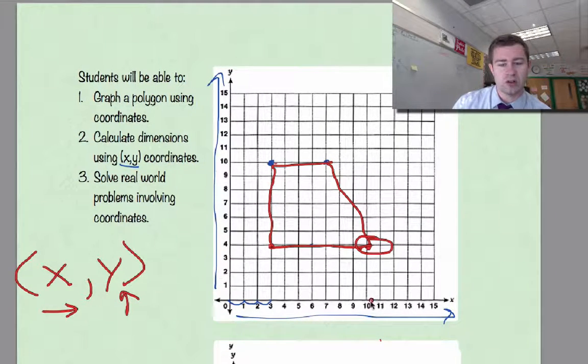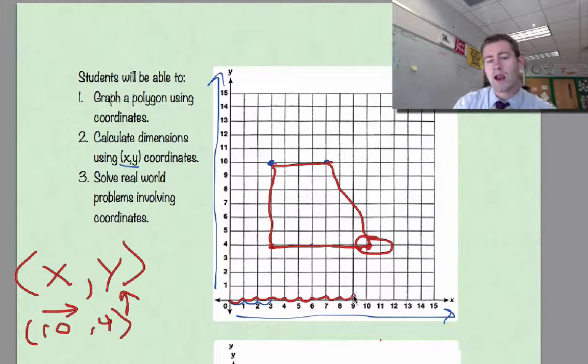Using that, I should be able to look and say to myself, we go over 10, and then we go up 4. So my coordinates for that spot would be 10, 4. Going across 10, we start at 0, 1, 2, 3, 4, 5, 6, 7, 8, 9, and 10. And then I go up 4: 1, 2, 3, 4. And we got it.